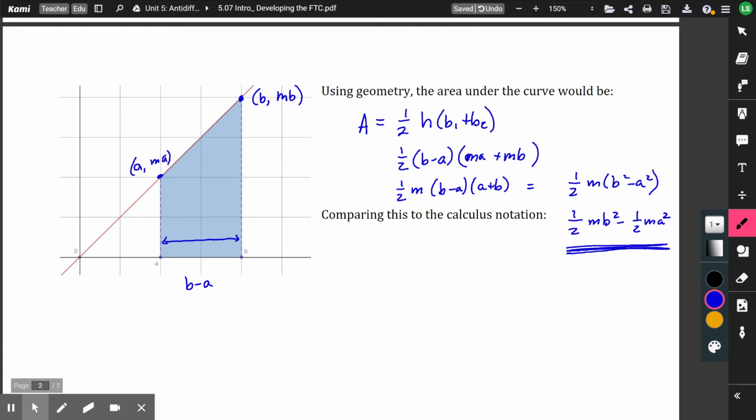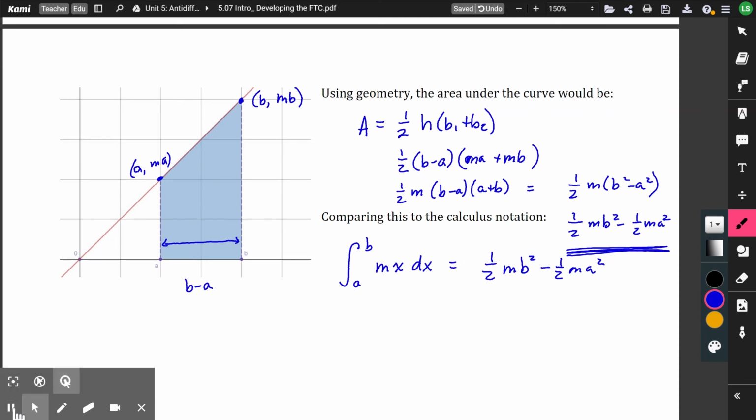Now let's compare this to the calculus notation. We are looking at the area under the curve from a to b of our function m times x dx. So we know that this area under the curve can be represented by 1/2 m times b squared minus 1/2 m times a squared. So again, what we want to notice is what kind of pattern we're falling into using the general antiderivative.